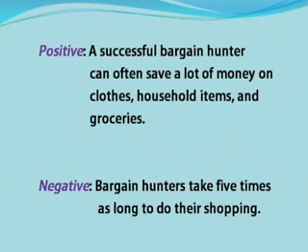That is to write a sentence, either positive or negative, about each expression in exercise A. So I will give you one example here, and by looking at this example, you can create your own sentences as much as you can. Positive: A successful bargain hunter can often save a lot of money on clothes, household items, and groceries. Negative: bargain hunters take 5 times as long to do their shopping.